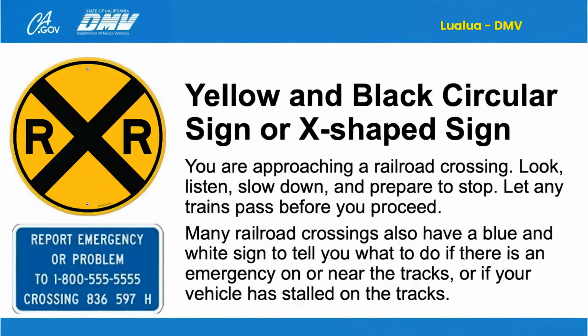Yellow and black circular sign or X-shaped sign. You are approaching a railroad crossing. Look, listen, slow down and prepare to stop. Let any trains pass before you proceed. Many railroad crossings also have a blue and white sign to tell you what to do if there is an emergency on or near the tracks, or if your vehicle has stalled on the tracks.